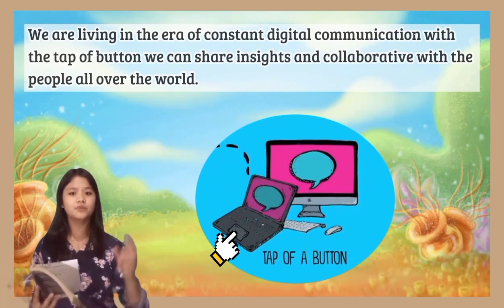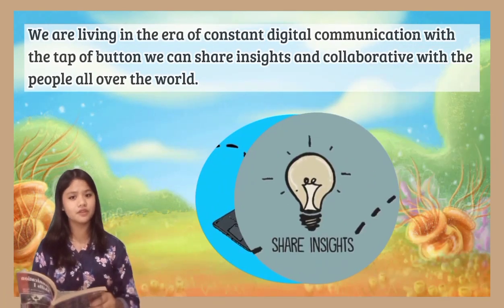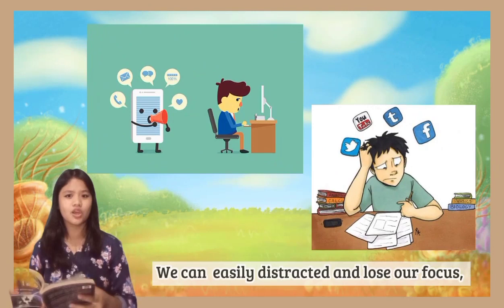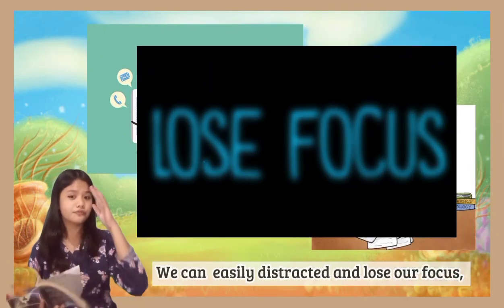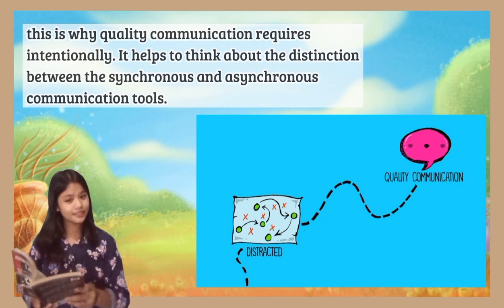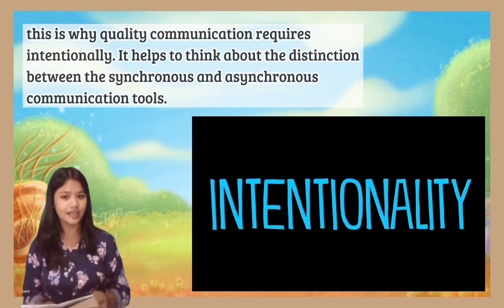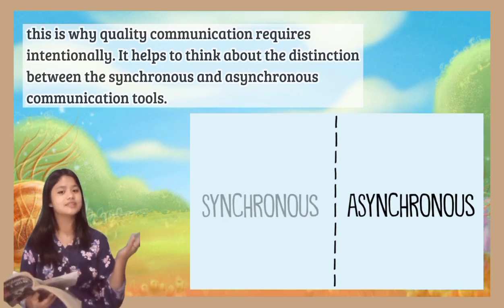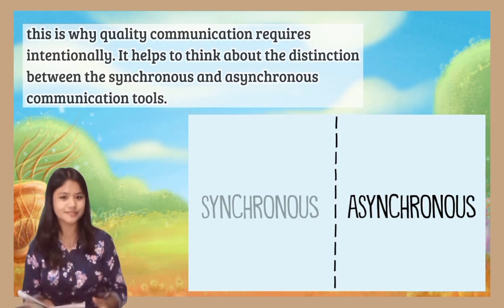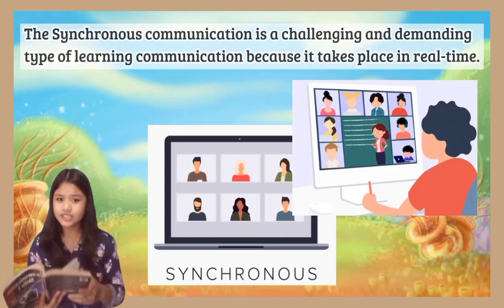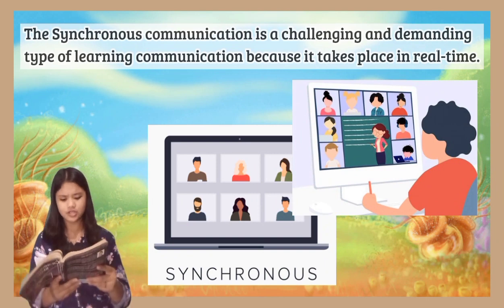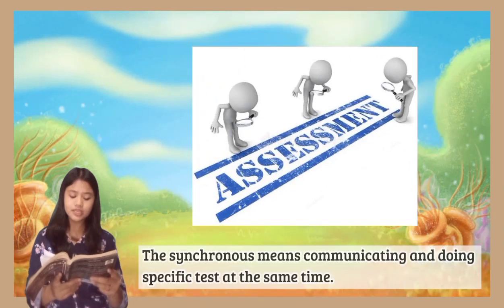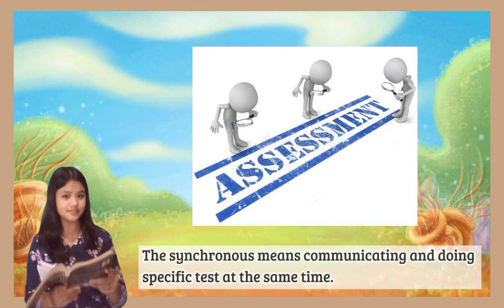With the tap of a button, we can easily share our insights and collaborate with people all over the world. But there's a cost. We can easily be distracted and lose our focus. This is why quality communication requires intentionality. It helps to think about the distinction between synchronous and asynchronous communication tools. Synchronous communication is a challenging and demanding type of communication because it takes place in real time. Synchronous means communicating and doing specific tasks at the same time.